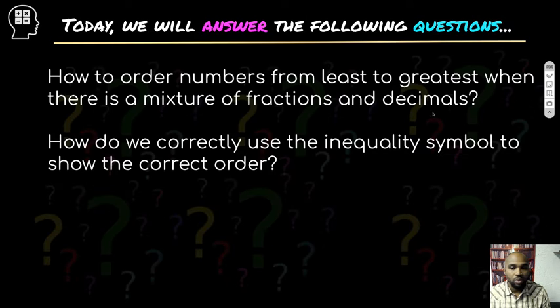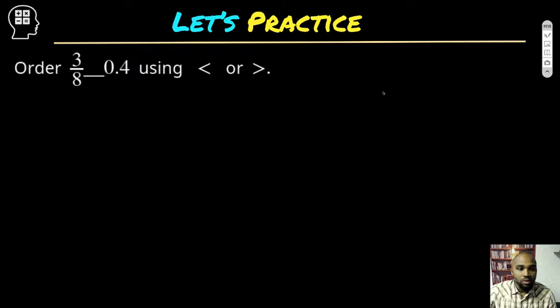First, I'm going to start with my questions for today, as I normally do. How to order numbers from least to greatest when there is a mixture of fractions and decimals? And how do we correctly use the inequality symbol to show the correct order? Without further ado, let's jump to it. So let's practice this. Now, this is not necessarily a new skill. This is just taking a compilation of a lot of lessons that we've done over fractions, decimals, and inequalities and putting them together to see if we can make sense of it with these problems.